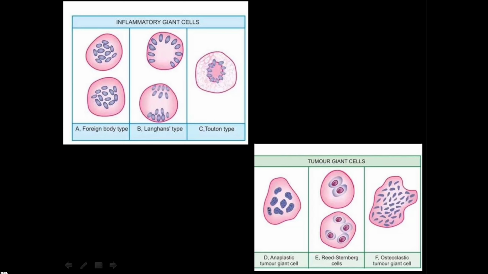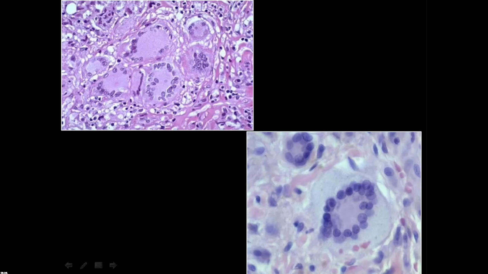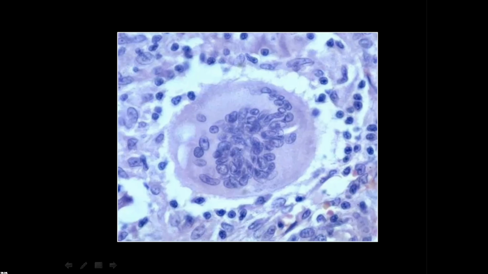Tumor giant cells are anaplastic tumor giant cells, Reed-Sternberg cells, which usually occur in Hodgkin lymphoma, with a mirror-image appearance, and osteoclastic giant cells. So these are the giant cells that you are seeing. Again, a high power field view.